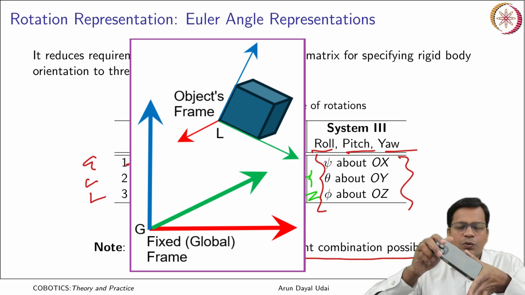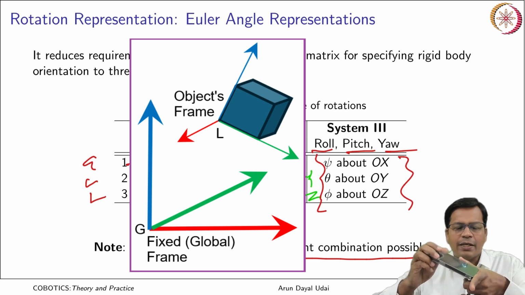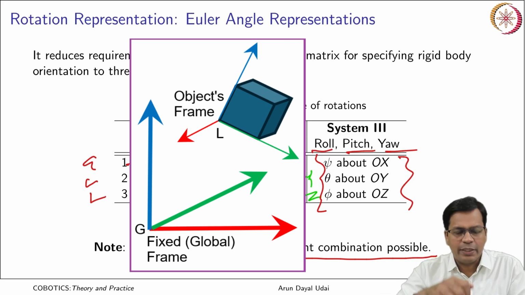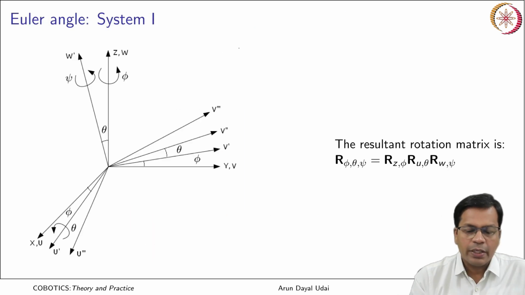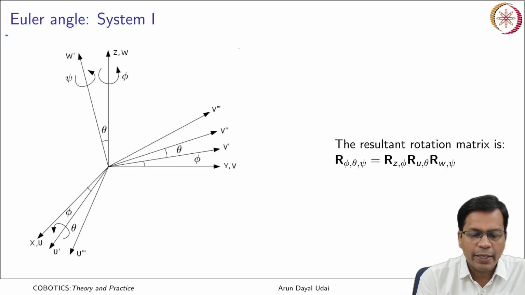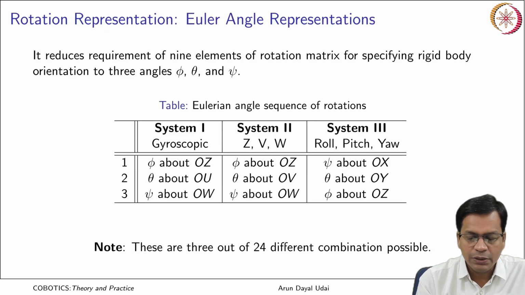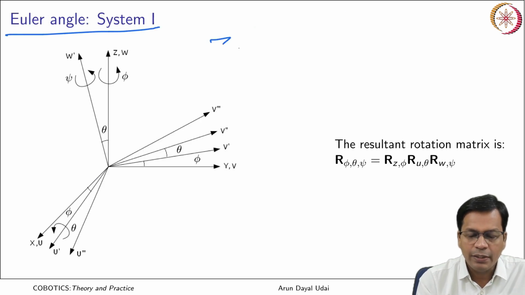So wherever it goes, when you do the first rotation, all the axes change. From there, about the current x-axis or y-axis, it has further rotated. That is what local rotation is. Now let us talk about Euler angle system 1. It was Z, U and W by angles phi, theta and psi.